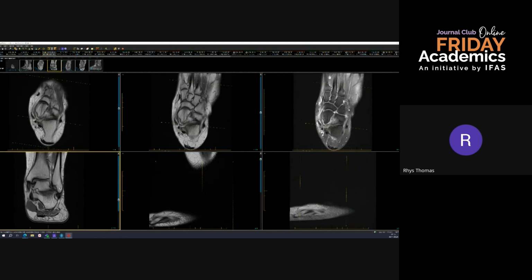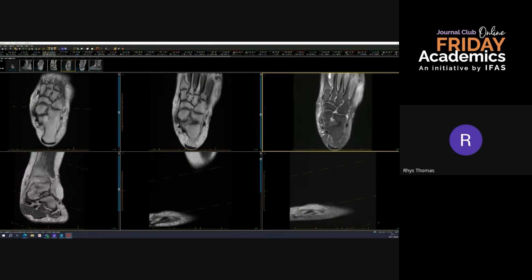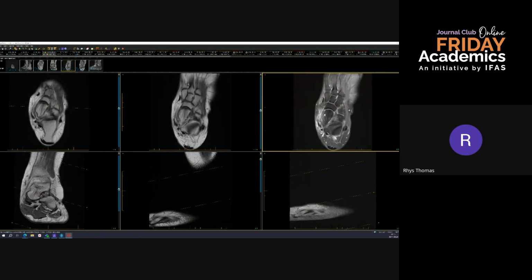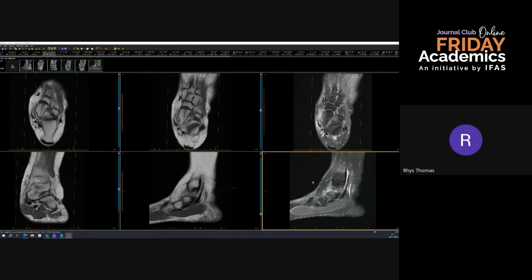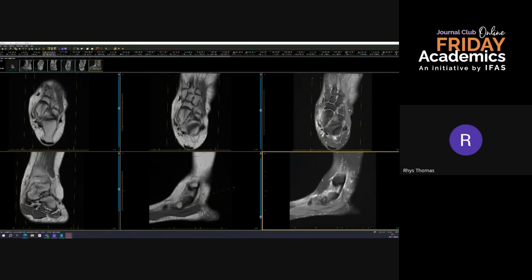And if I can just get the coronal out. So here we've got our deep deltoid ligament. Then as we come forward, we get the tibiospring, and you can see it here is all thickened and hyperintense, and it continues into the spring ligament just here, which correlates to the hyperintensity on the axials. It's harder to see on the sagittals, but here's some hyperintensity of the spring. So this patient's got tibialis posterior tenosynovitis with a partial tear of her spring ligament.